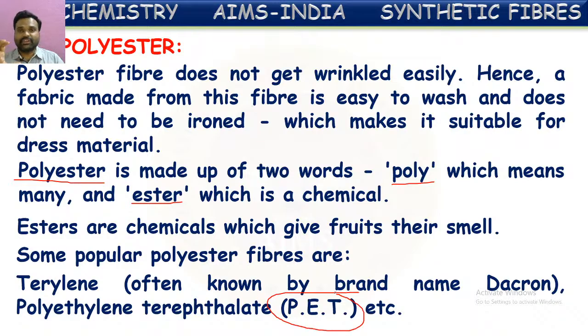Polyethylene terephthalate it is called. Simply, in a shortcut form, it is called PET. Polyethylene terephthalate is one of the polyesters used for making bottles and utensils used for preservation of food and soft drinks. So these are different types of polyesters.